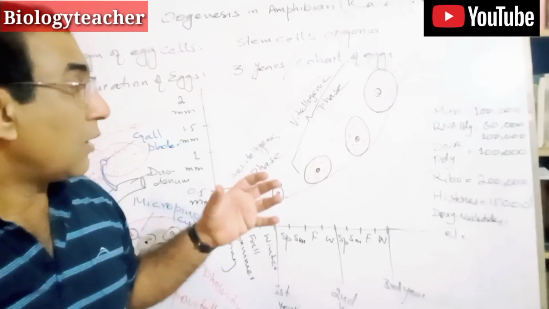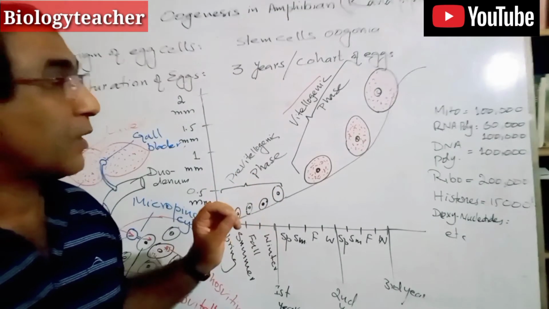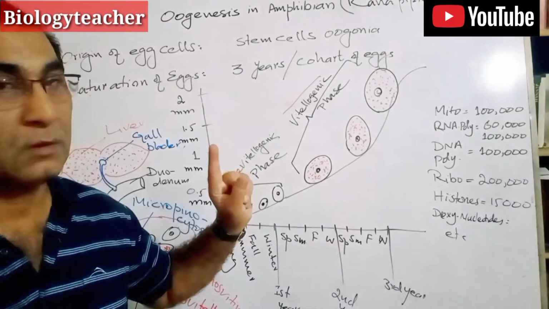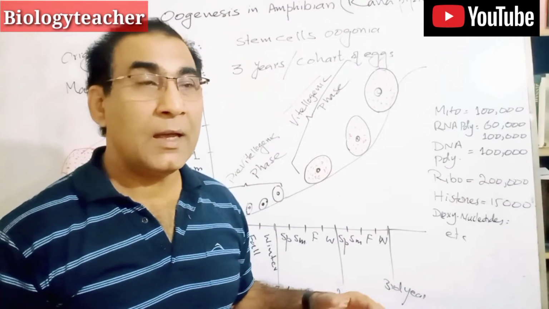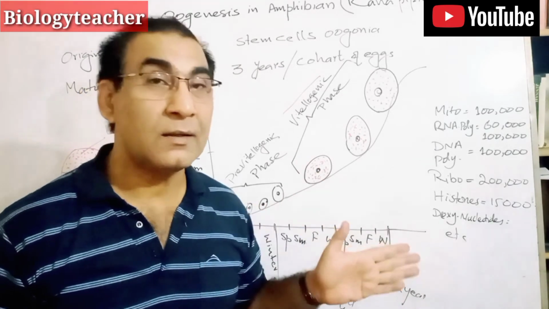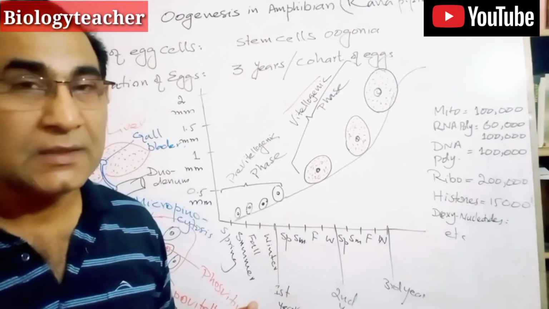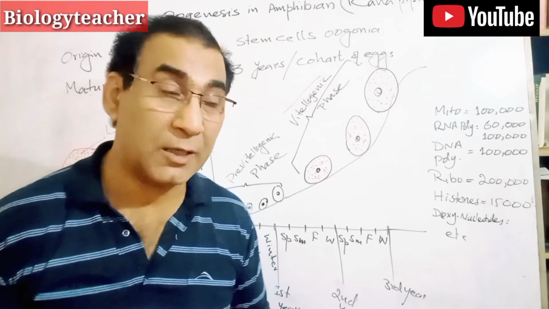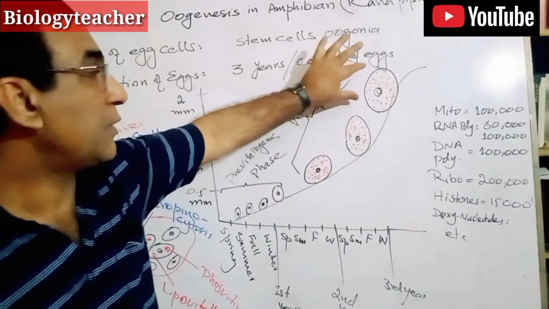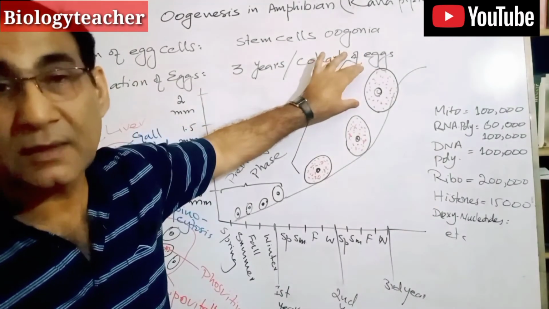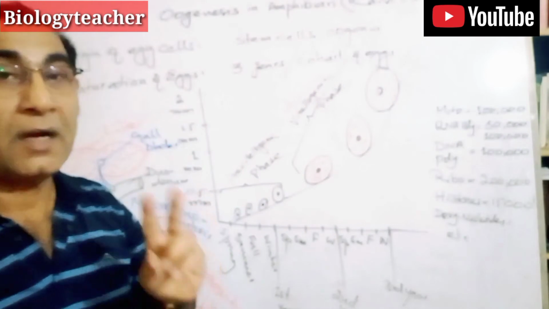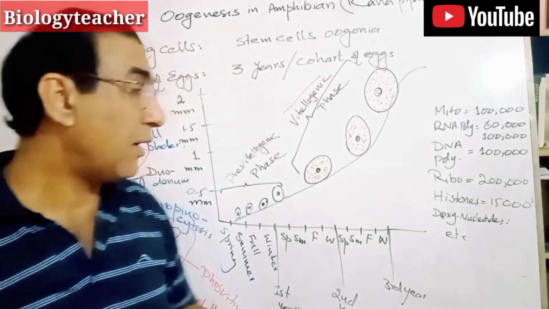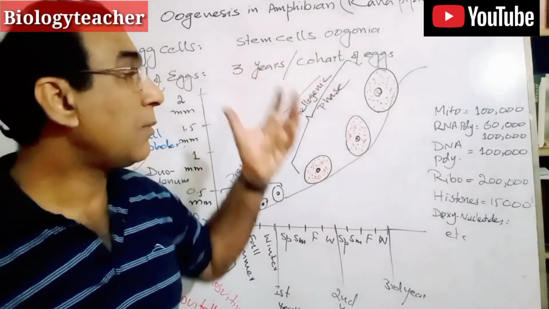So you see, there are about 100,000 mitochondria found in the mature oocyte of the amphibian, and 60,000 to 100,000 RNA polymerases, and about 100,000 DNA polymerase molecules, and 200,000 ribosomes, and about 15,000 histone molecules, and so on. So many molecules are there.